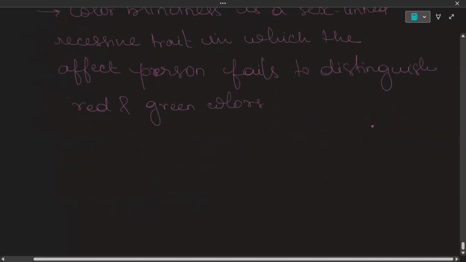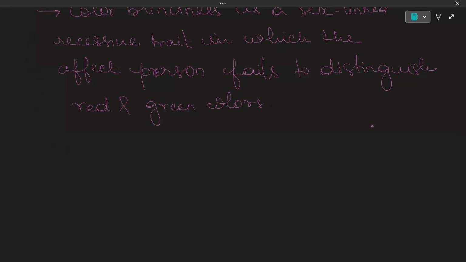Now let us look at how the trait is actually inherited. They can ask you questions wherein they give you situations like a normal woman married a colorblind man. What are the chances of the offspring having color blindness? This type of question can come in the exam. Let's see one example. So cross A, wherein a normal woman is there.